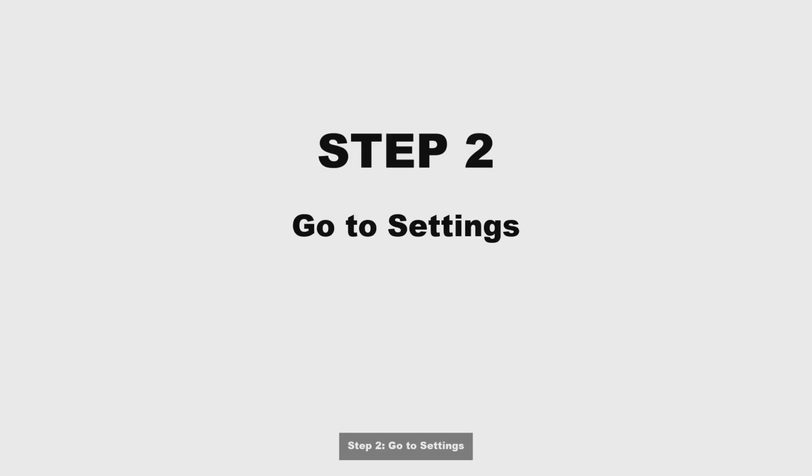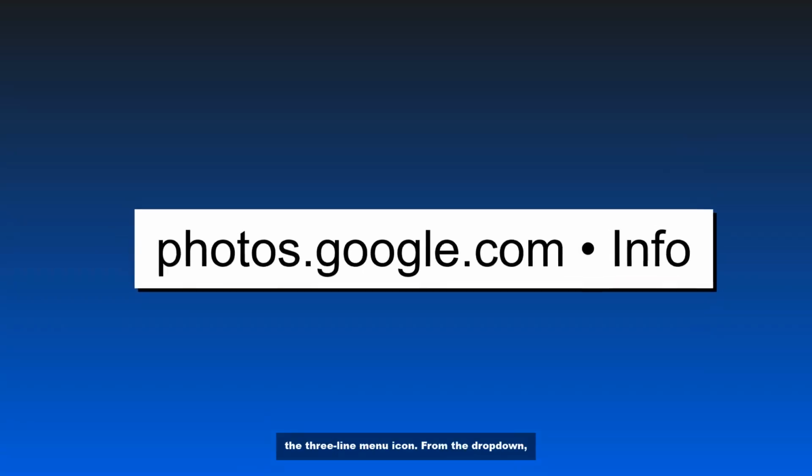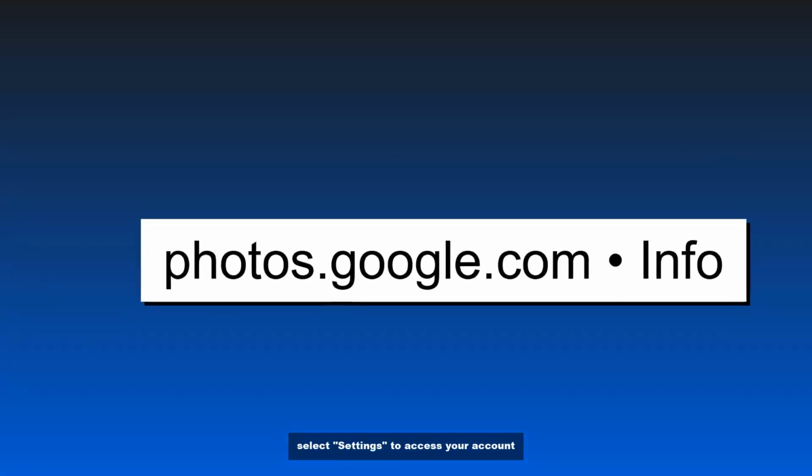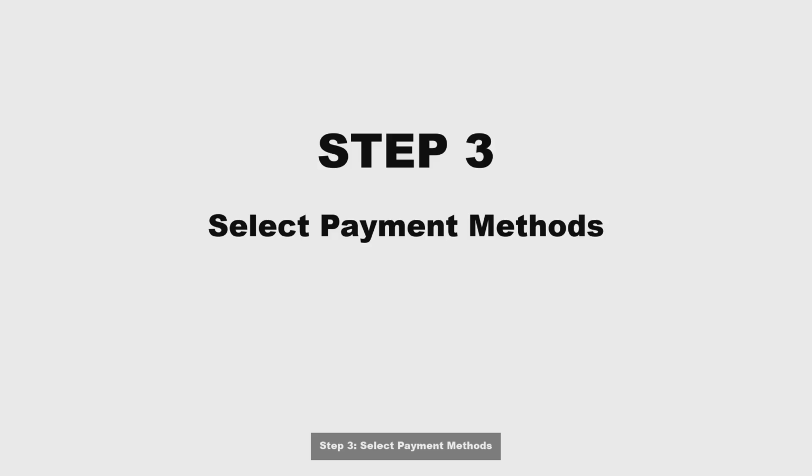Step 2. Go to Settings. In the app, tap on your profile picture or the 3-line menu icon. From the drop-down, select Settings to access your account settings. Step 3. Select Payment Methods. Within the Settings menu, look for an option labeled Payment Methods or Manage Payment Methods. Click on it to proceed.